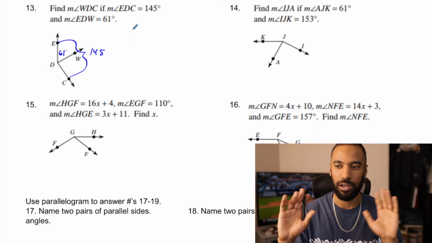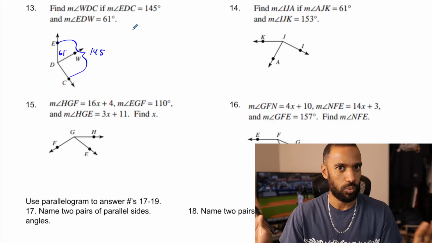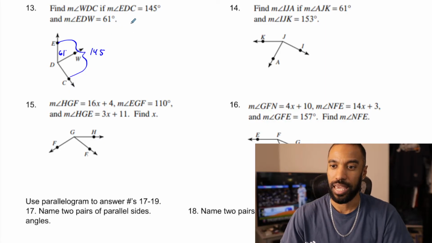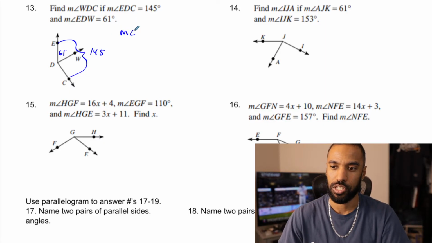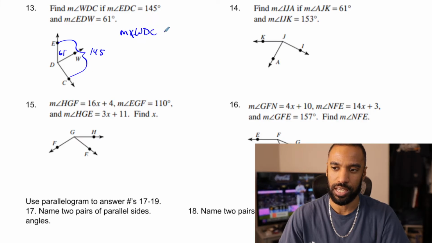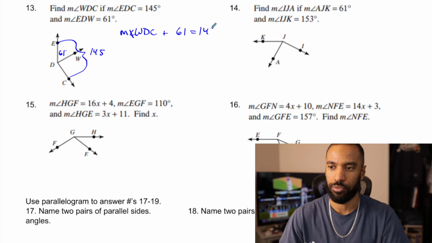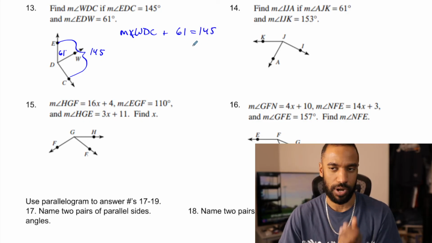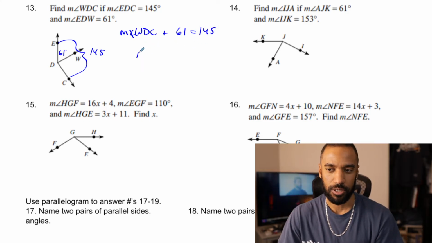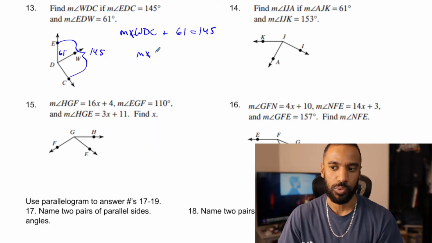So, I mean, I'll write this once. After this, we'll just go the easy way about it. But the angle addition postulate says the measure of angle WDC plus that 61 equals 145. So algebraically, you subtract 61 from both sides. Next time, I'll just say 145 minus 61.